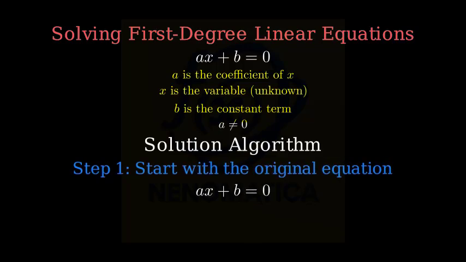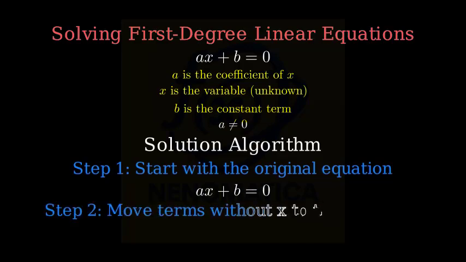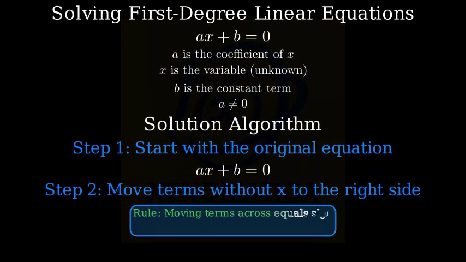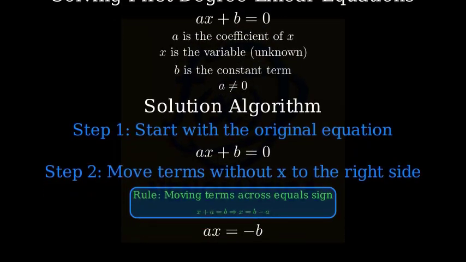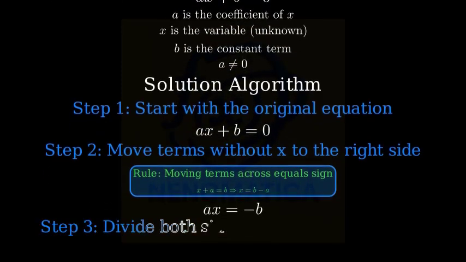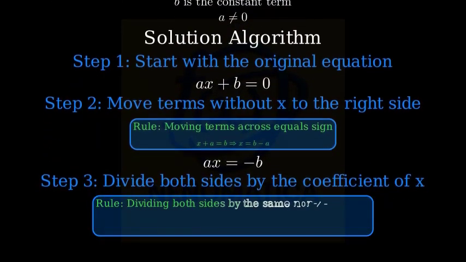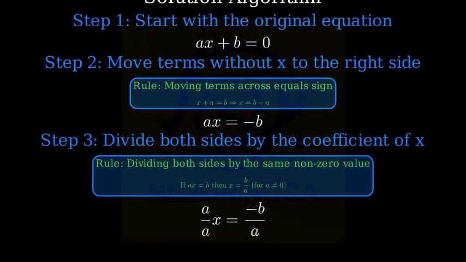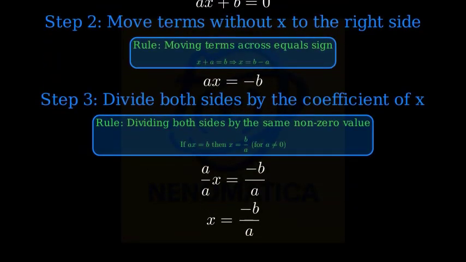Step 2. Move all terms without x to the right side of the equation. In our case, we move b to the right side, which gives us ax equals negative b. Notice that when we move a term from one side to the other, we change its sign. Step 3. Divide both sides of the equation by the coefficient of x, which is a, to isolate x. So we have a divided by a times x equals negative b divided by a. Since a divided by a equals 1, we get x equals negative b divided by a.